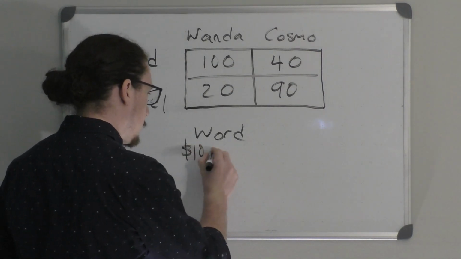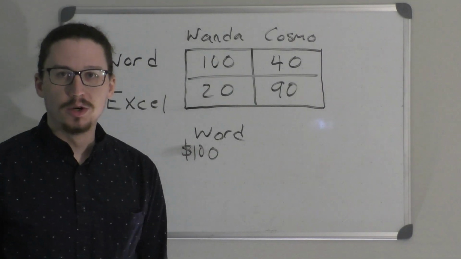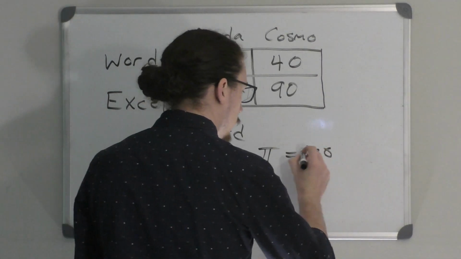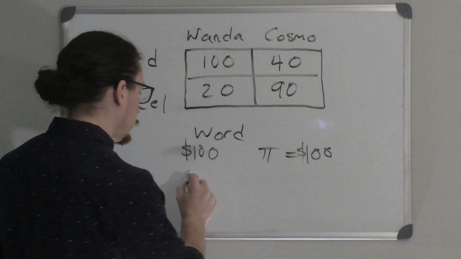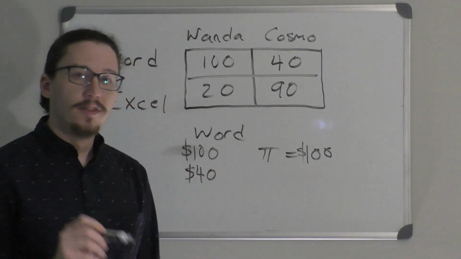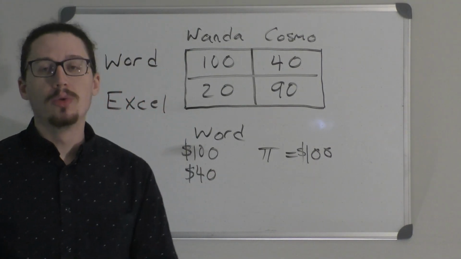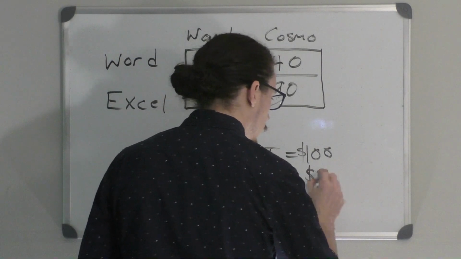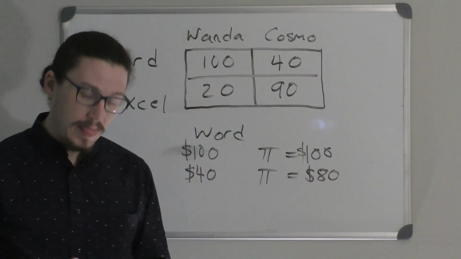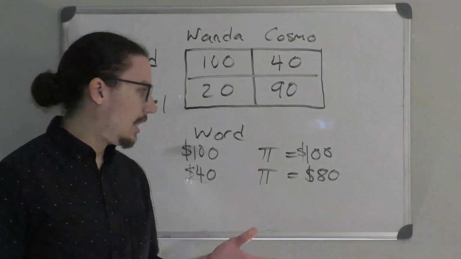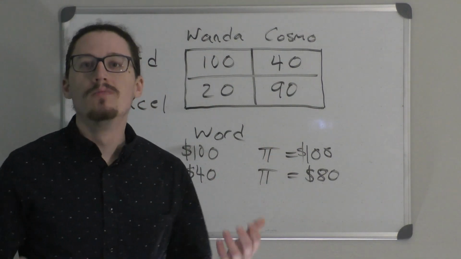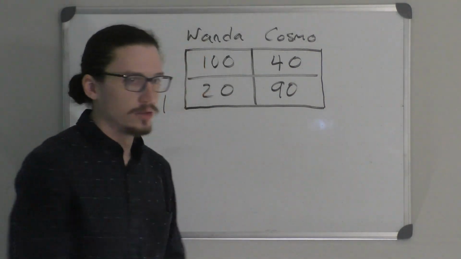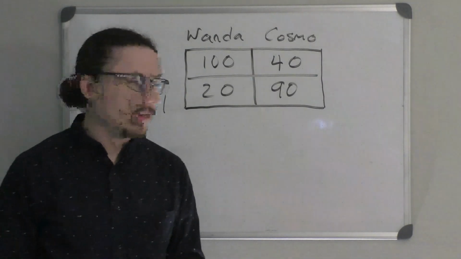So if Microsoft charges $100, only Wanda is going to buy Word, and so their profit will be $100. If they charge $40, then both Wanda and Cosmo are going to buy Word, and their profit is going to be $80. So very likely 100 is more than 80, so they're going to charge $100.